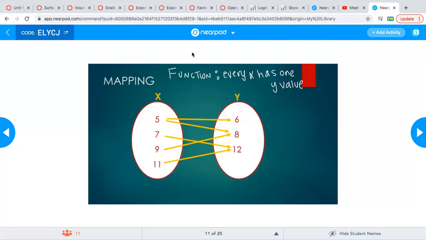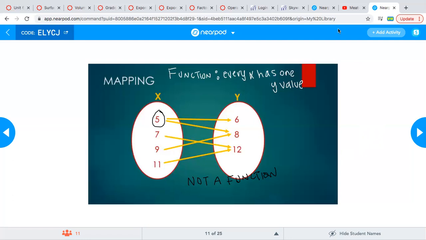Is this a function? No. X is cheating. Perfect. So which x is the reason why? 5. This 5 has two y values, 6 and 8. So every x does not have one y, so this is not a function. X got a side chick. X isn't faithful. Does this make sense so far? It's really not supposed to be complicated.